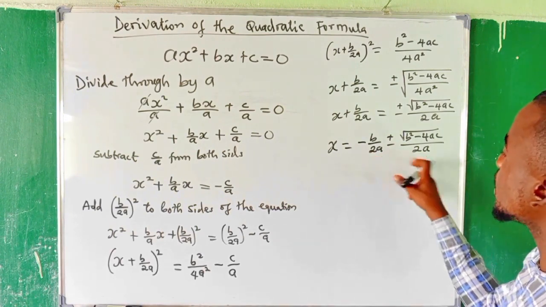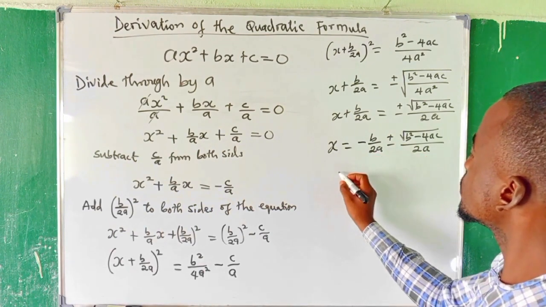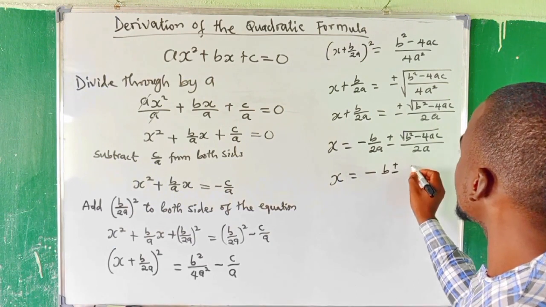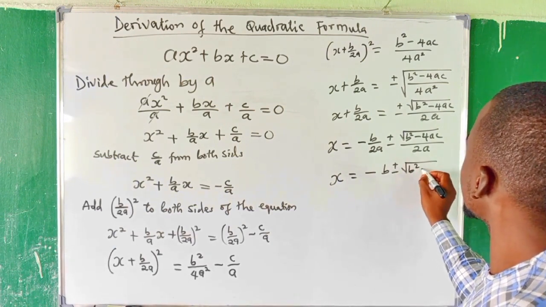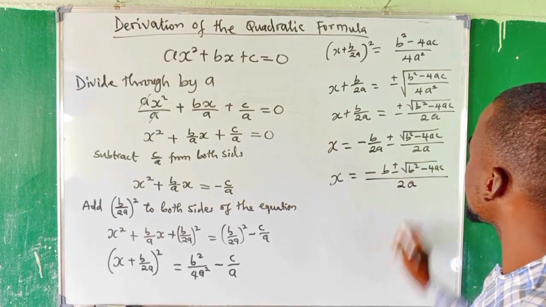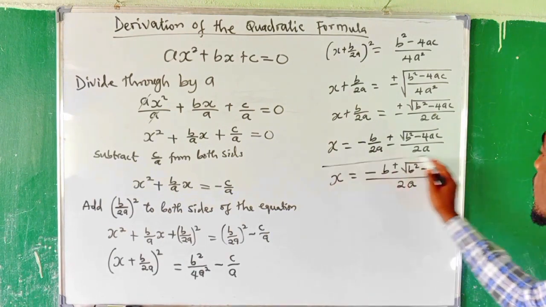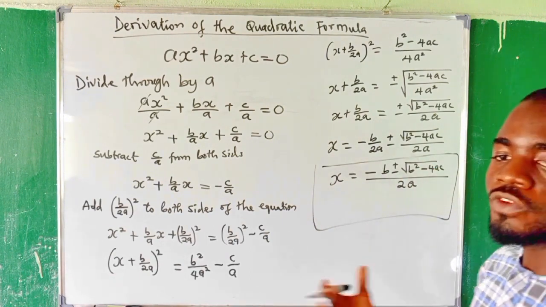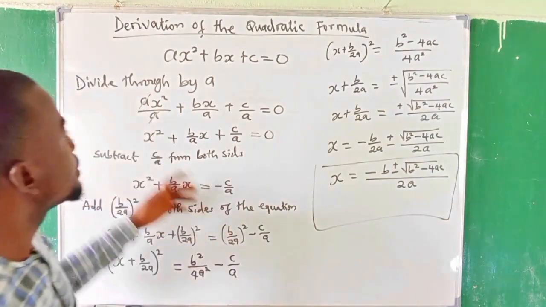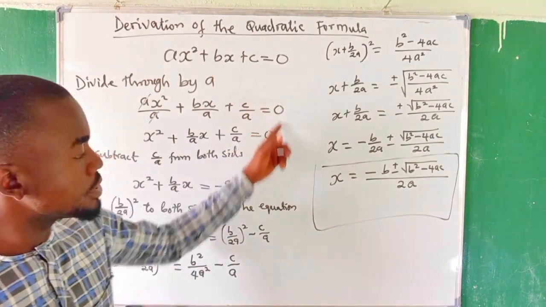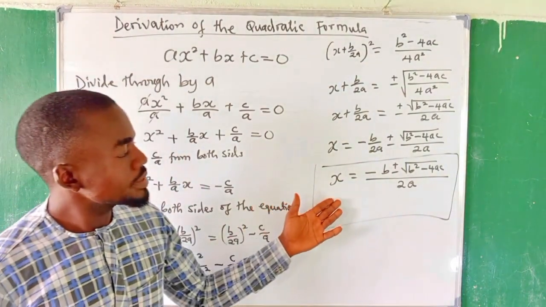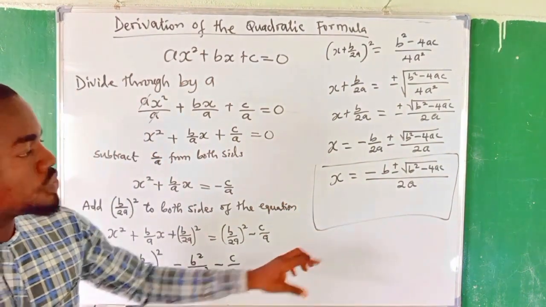Now you see that the two fractions have the same denominator, so we have x is equals to minus b plus or minus square root of b squared minus 4ac all divided by 2a. Now this is the quadratic formula. This quadratic formula can be used to solve any form of quadratic equation. So that is how we solve from the general form of the quadratic equation down to the roots, which is called the quadratic formula. In our next video, we are going to be looking at how to use this formula and solve quadratic equations.